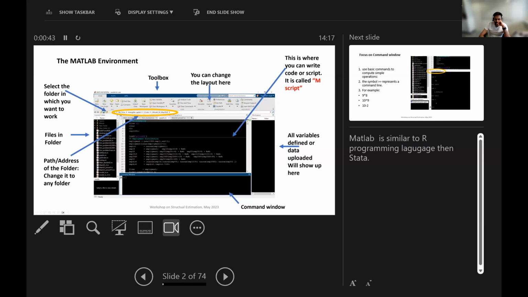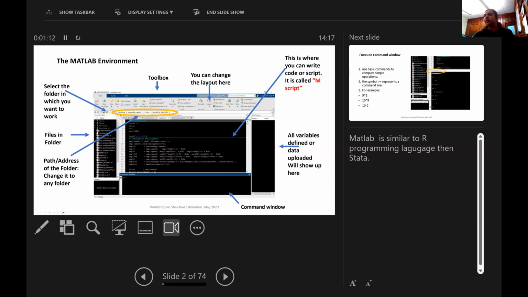Okay, so the oval, the yellow colored one, is the address of the folder that is active. For instance, I am using the folder GE model May 2020, which is a folder in intangible capital. You can select whichever folder you want to work with.